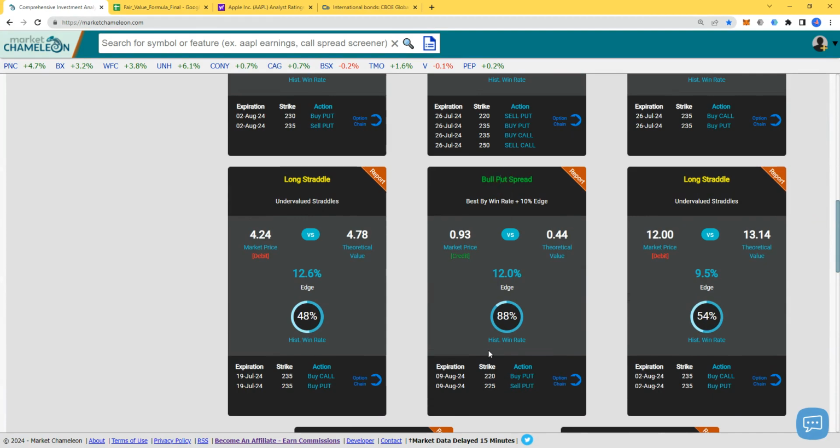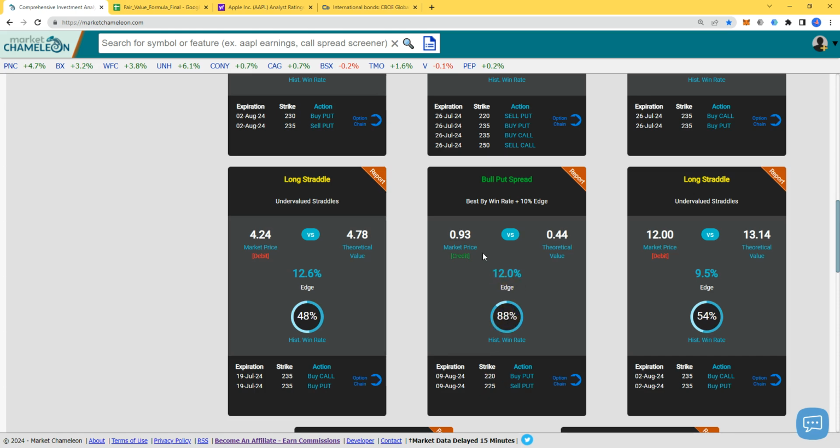Bull put spread: you sell the 225 for August 9, which is like 3.5 weeks or so from now. You sell the 225, you buy the 220, you put the limit of, let's say, 0.1. That's the trade idea that Market Chameleon gave us. 7-day link in the description, of course. And assuming that Apple, based on the numbers that we just found, will not go below 225 by the expiration, 88% chance of historical winner that it will not.